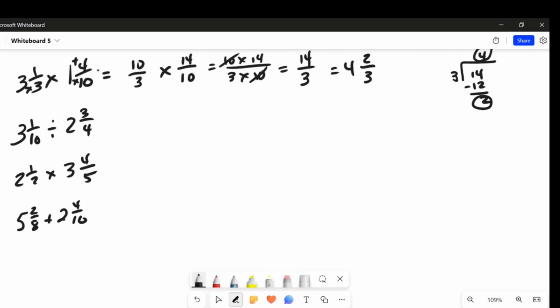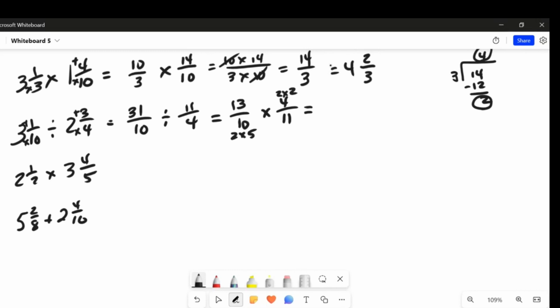On number 3 on the division, we cannot divide when we are working with mixed numbers. So 3 times 10 is 30, plus 1 is 31 tenths, divided by 4 times 2 is 8, plus 3 is 11 fourths. We're dividing, so we keep, change, flip, and I see that there's a 2 up here and a 2 down here.